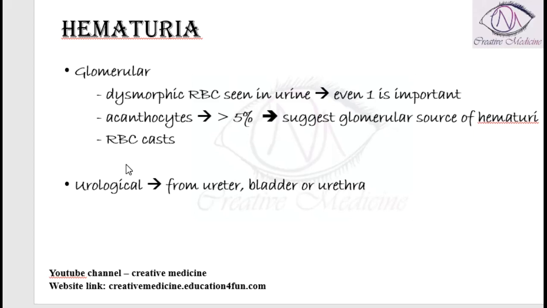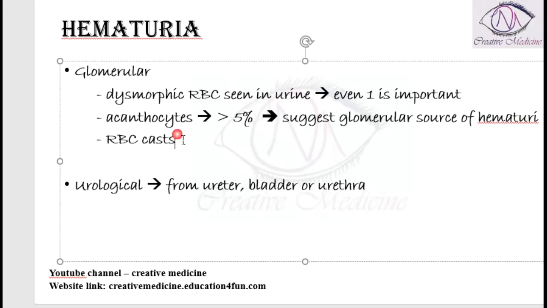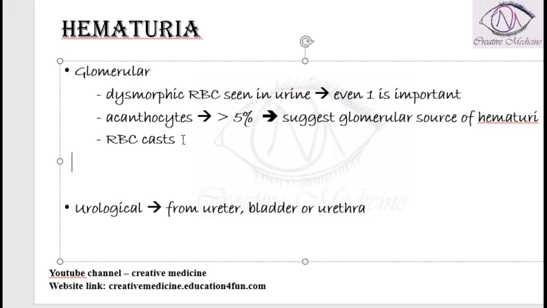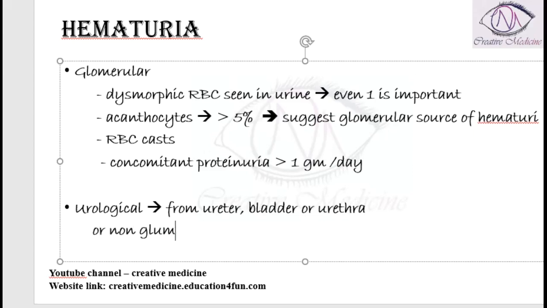Then we have urological causes of hematuria. In urological causes of hematuria, it can occur due to the ureter, bladder and urethra. One more important thing in glomerular causes of hematuria is that concomitant proteinuria is common. Concomitant proteinuria of 1 gram per day is common in glomerular hematuria.